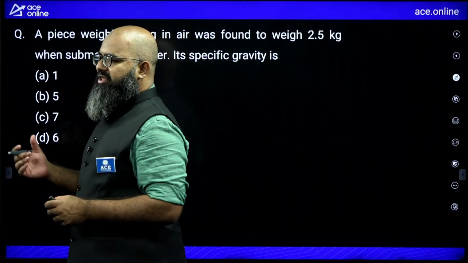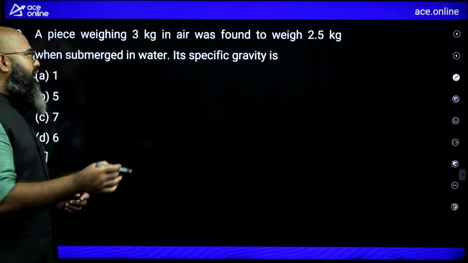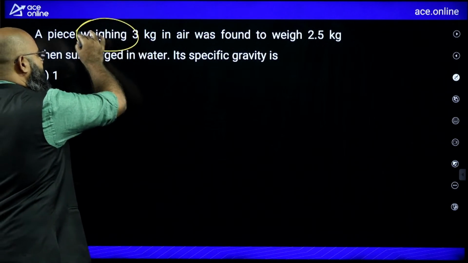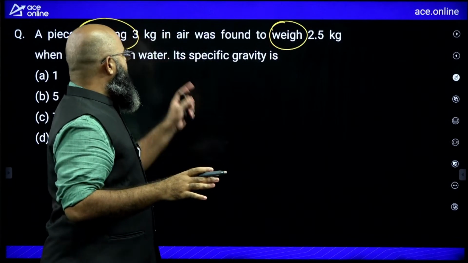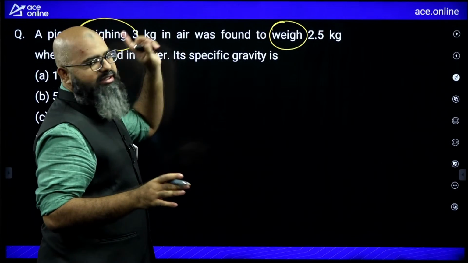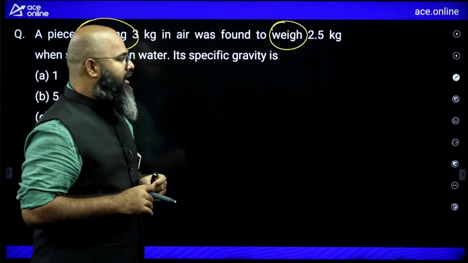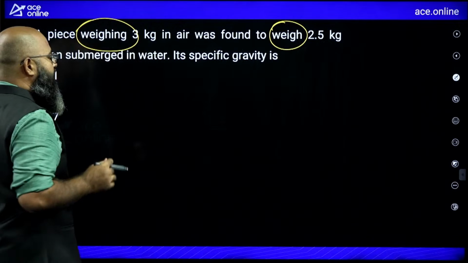Technically, the language of the question again has a mistake over here. Remember, you never weigh in kg, you always weigh in Newton. So he basically wants to mention this many kg force. Anyway, let us get the answer over here.